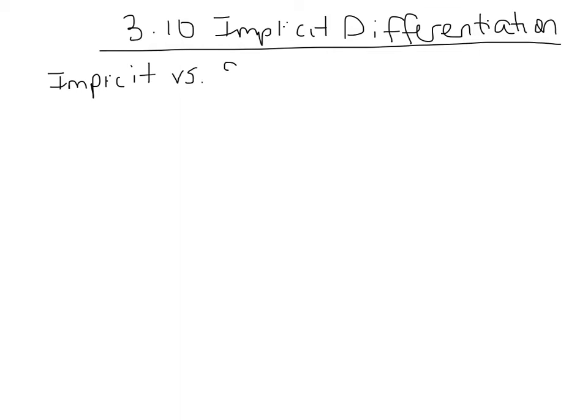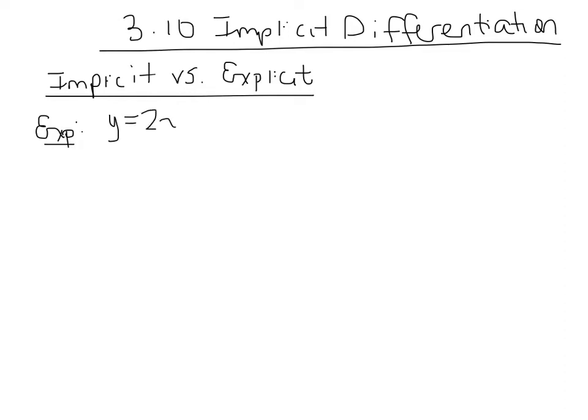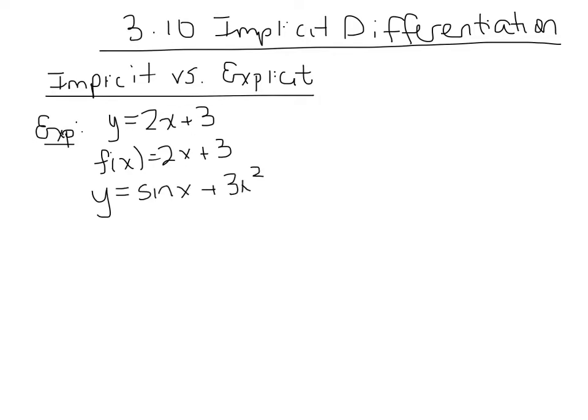And comparing that to the word explicit, which is actually the kind of functions we normally deal with. So explicit functions are all these functions we've always dealt with, or have dealt with mainly thus far in calculus. y equals 2x plus 3. We might see f of x equals 2x plus 3. Right? y equals sine of x plus 3x squared. The main idea here is that the y, or the f of x, is solved for explicitly. We explicitly know what the equation is.